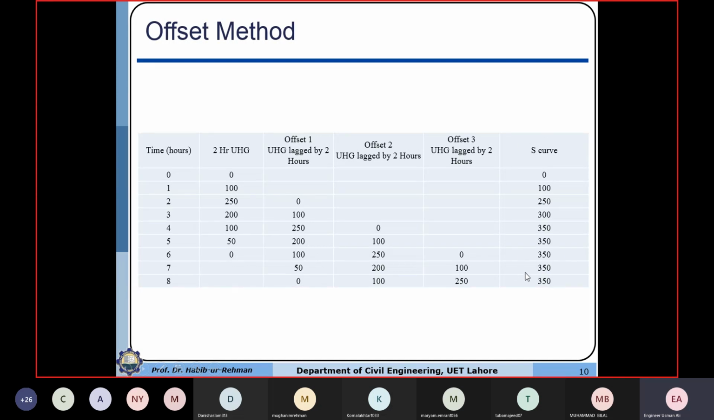So this is how we can derive the S curve by the offset method: taking the offsets, having a lag between each other equal to the duration of the given unit hydrograph, and then adding all the unit hydrographs to get the ordinates of the S curve.